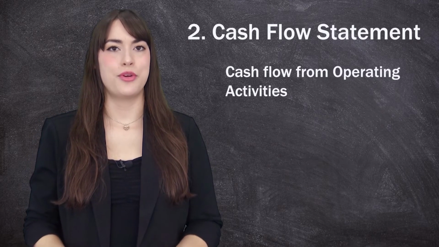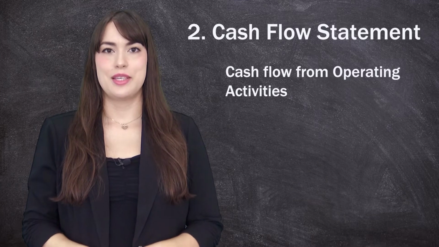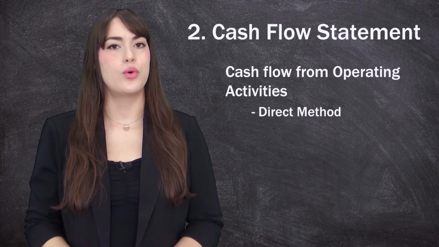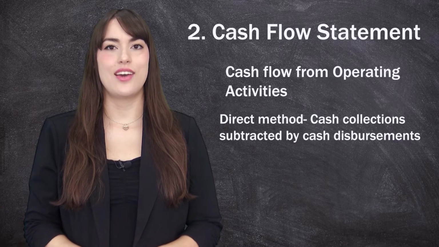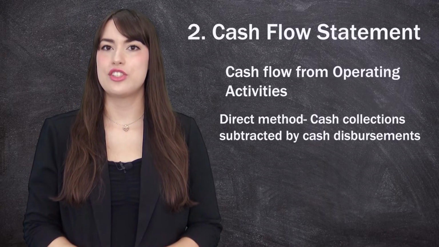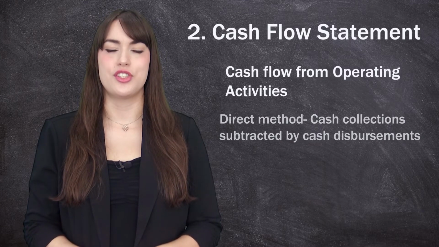Cash flow from operating activities is thought to be the most important section. It can be calculated using the direct or indirect method. The direct method involves taking all the cash collections from operations and subtracting all the cash disbursements from operations.